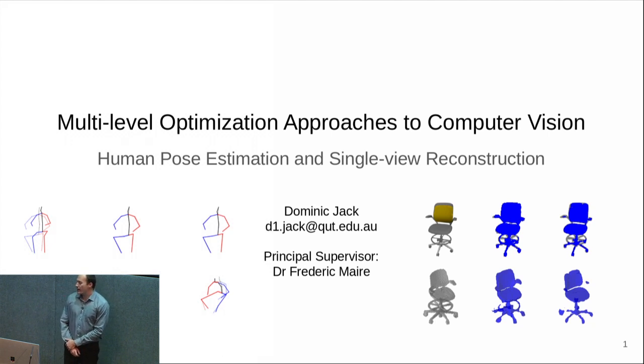Today we're talking about a couple of papers that explain most of the theory in terms of human pose estimation, because that's a bit easier to get your head around. It's a bit of a toy problem, as we'll see. At least the part that I focus on is a bit of a toy problem. And towards the end, we'll look at some single view reconstruction stuff as well.